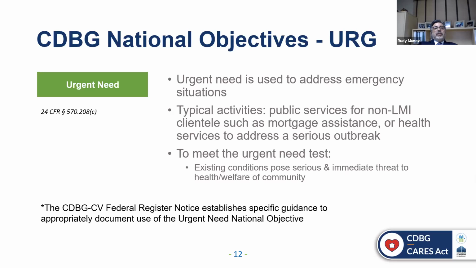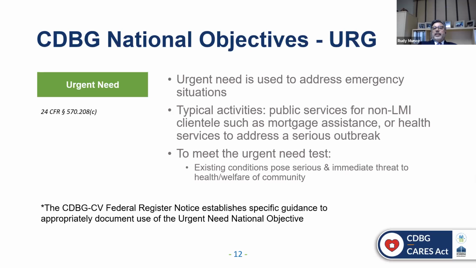To meet the urgent need test, you must demonstrate that the existing conditions pose a serious and immediate threat to the health, safety, and welfare of the community. The CDBG-CV Federal Register notice establishes some specific guidance to appropriately document the use of the urgent need national objective. So if you are using the urgent need national objective, I highly recommend that you look at the Federal Register notice under that section.